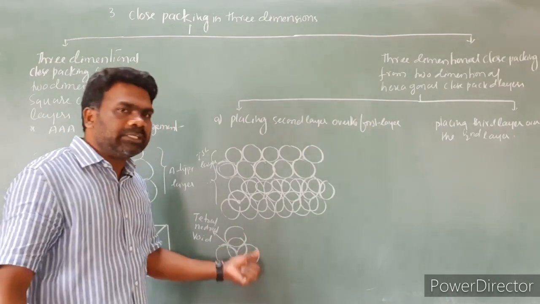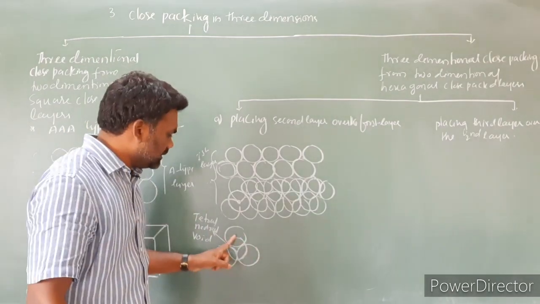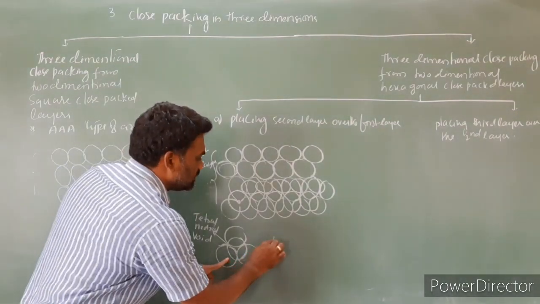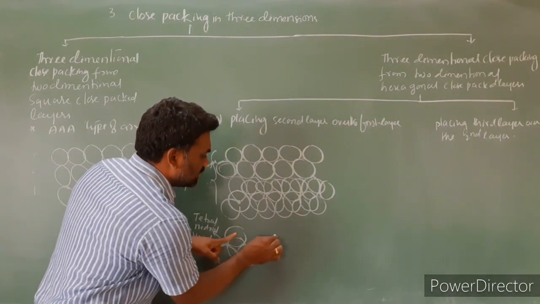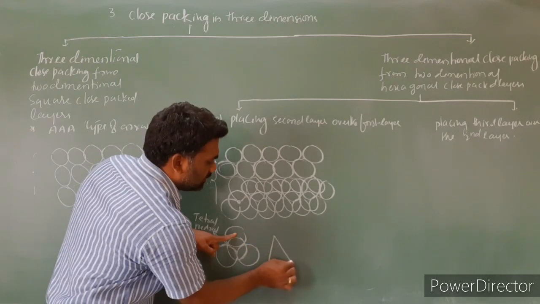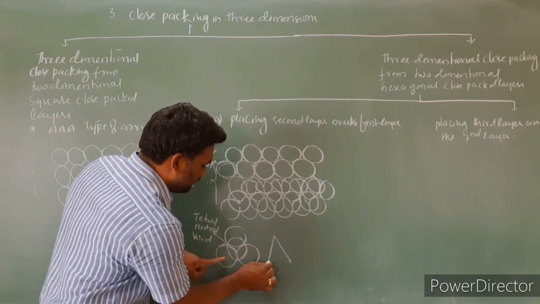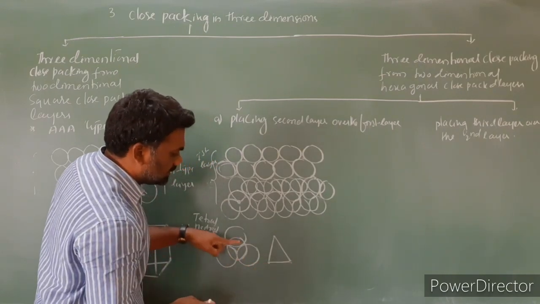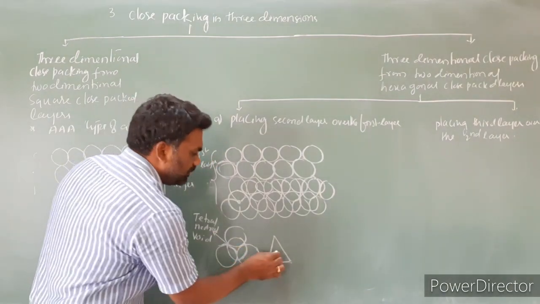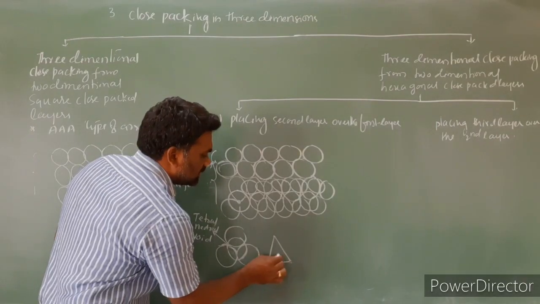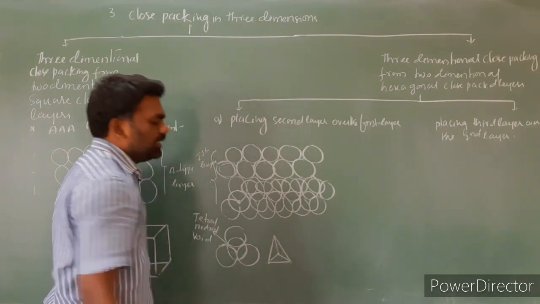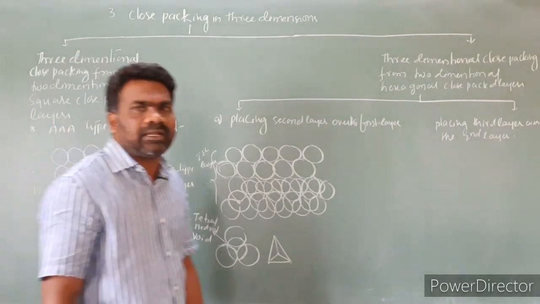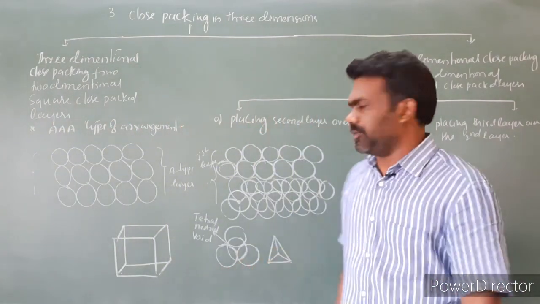The centers of the immediate four spheres will be joined. So the center of this sphere, the center of this sphere, and the center of this sphere, the centers of these three spheres are joined, and upon the three spheres one more sphere is there. This is the center of that sphere. So when the centers are joined, a tetrahedron is formed. As a result, we are calling it a tetrahedral void.